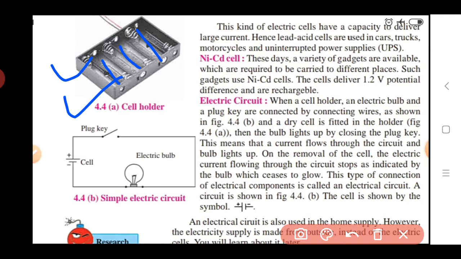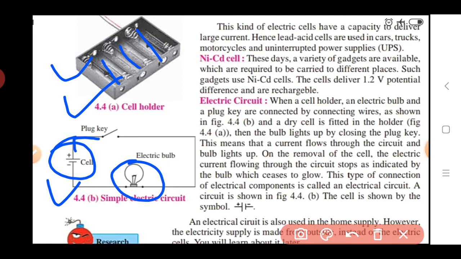So when these parts are connected to one another in a given diagram, that is 4.4b, in such a way there is a bulb, and here is an electric cell. These cells are kept in this holder, and these holders are connected to this circuit. So at the positive end there is a plug key. Plug key means there is an on-off switch button.